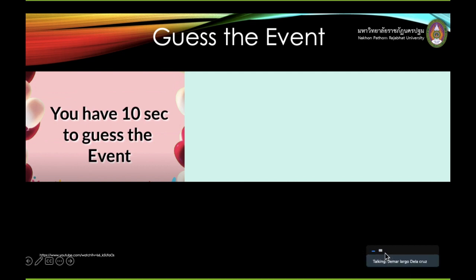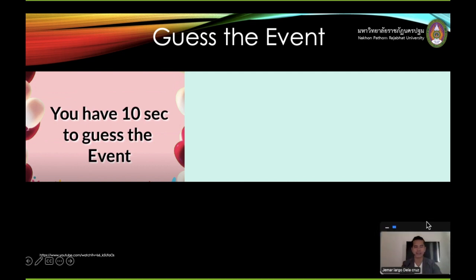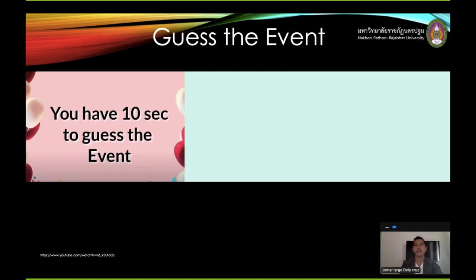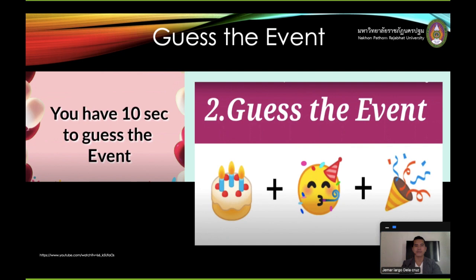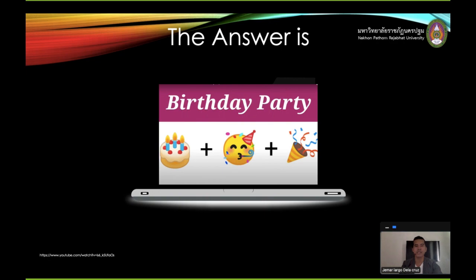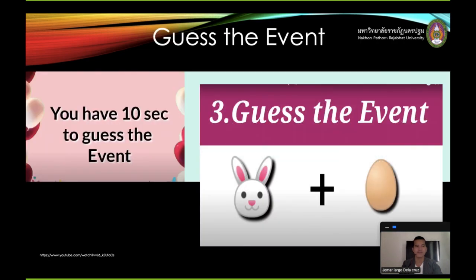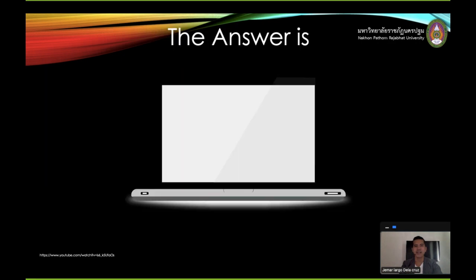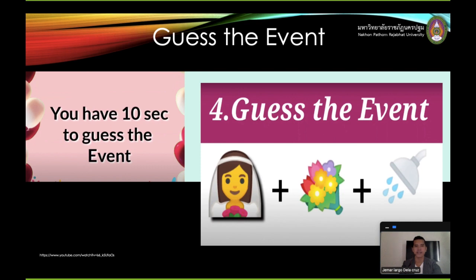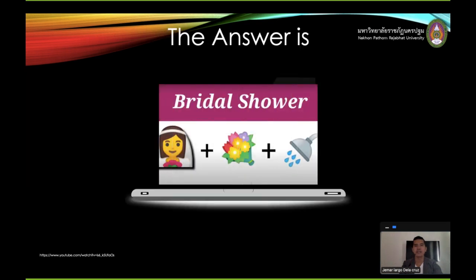So we have here the games. You're going to guess the event. Very good. Guess the event. Great. That is New Year. How about this one? Guess the event. What is this? Yeah, you're right. It's a birthday party. Good job. How about this? Yes, that is correct. It's about Easter. And this one? Guess the event. Yeah, it's a bridal shower.